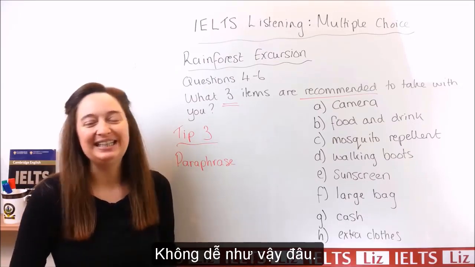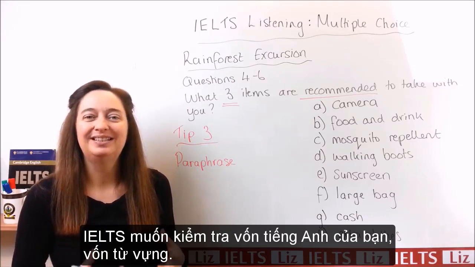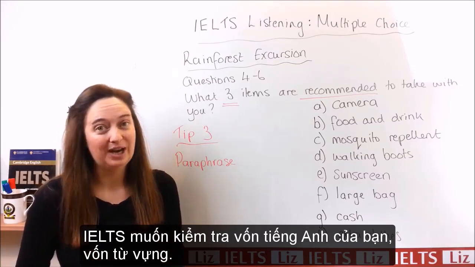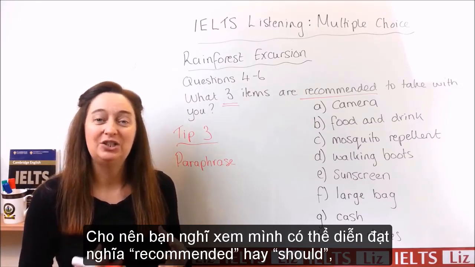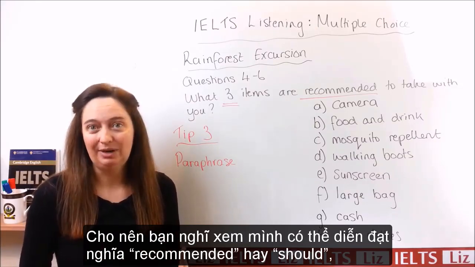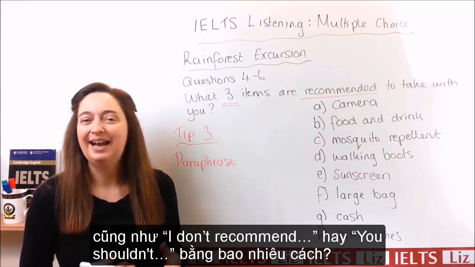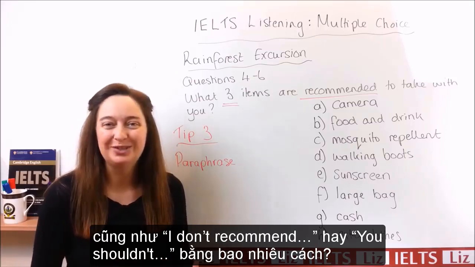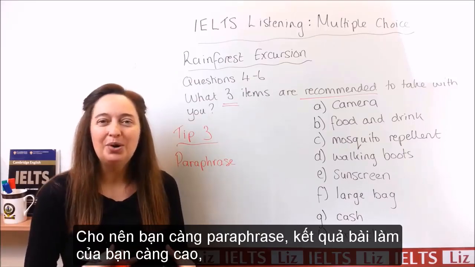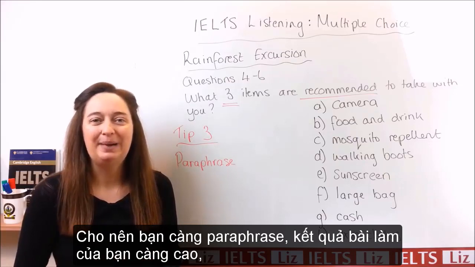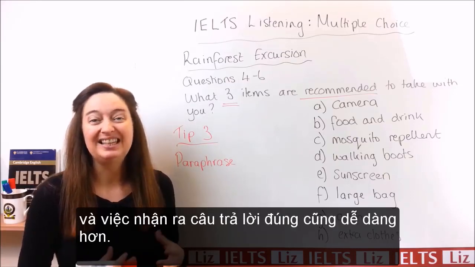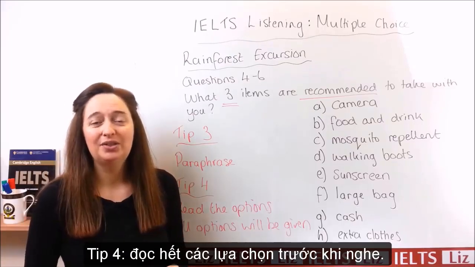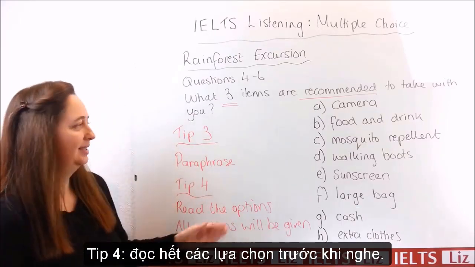It's not so easy. IELTS want to test your English language. IELTS want to test your vocabulary. So how many ways do you know to say recommended or should? And how many ways do you know to say I don't recommend or you shouldn't? So the more paraphrasing you do, the better your results will be and the easier it will be to hear the right answer. For the 4th tip, it is time to read the options.